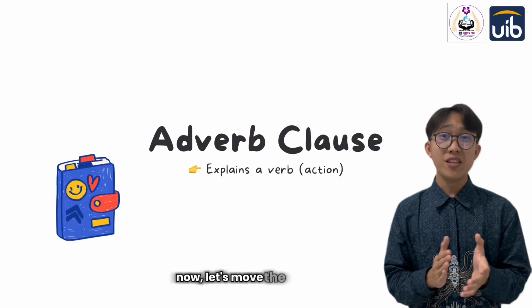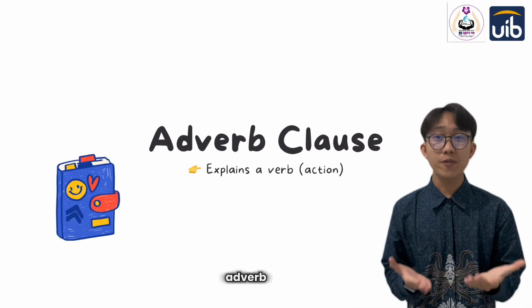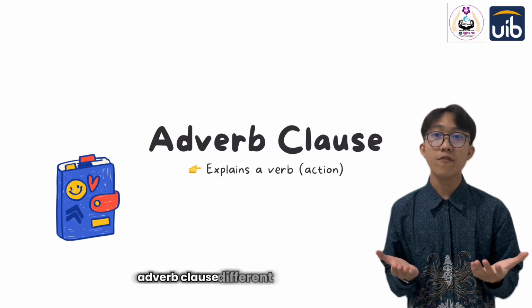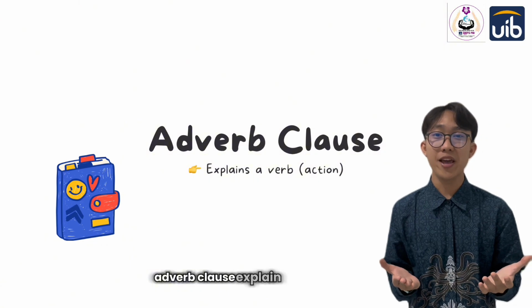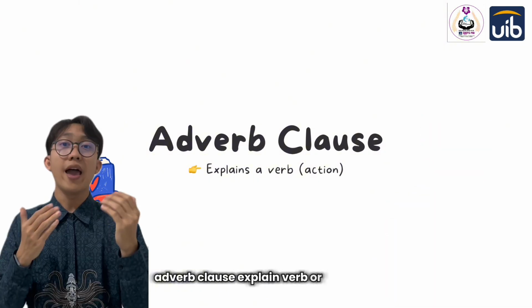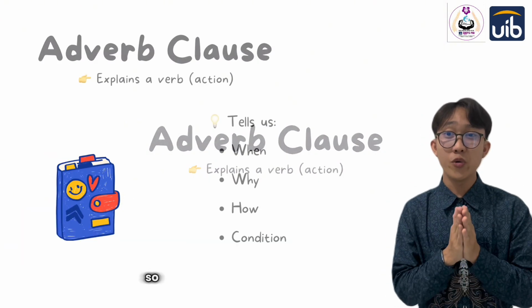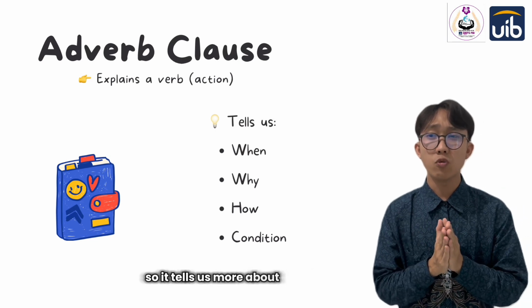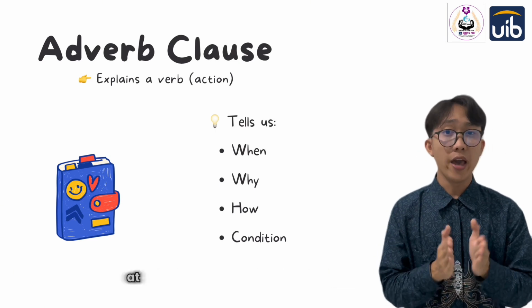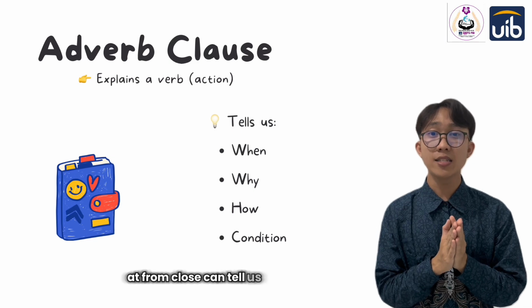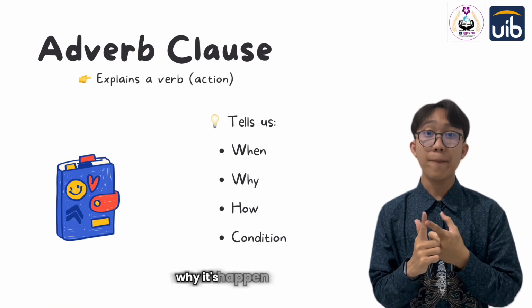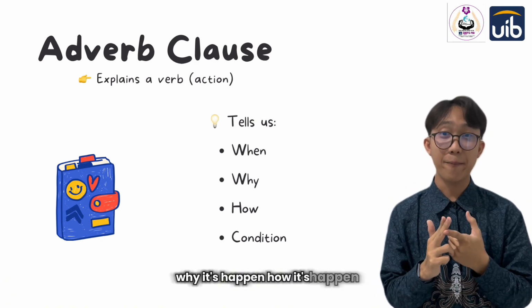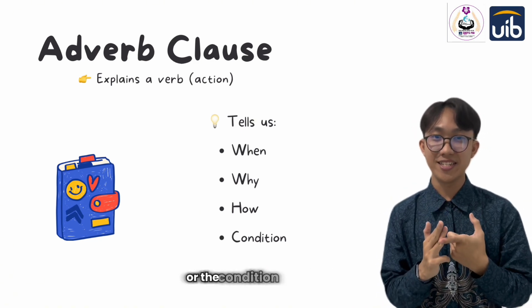Now, let's move to the second type, adverb clause. Adverb clause is different from adjective clause. Adverb clause explains a verb or an action. So, it tells us more about what is happening. Adverb clause can tell us when something happened, why it happened, how it happened, or the condition.